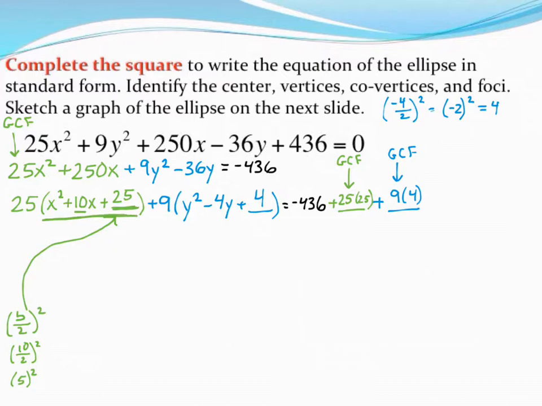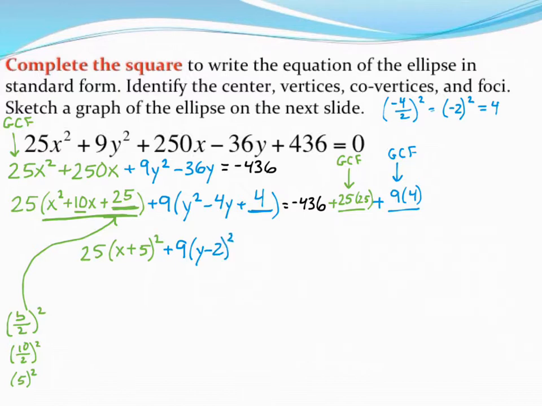Two numbers that multiply to 25 but add up to 10 would be 5 and 5. And it's no coincidence that it was the same thing. So x plus 5 times x plus 5, or just x plus 5 squared. That's what it means to complete the square. And it's looking more and more like the standard form equation that we're used to. Do the same with the blue part, the y part. So 9, and then two numbers that multiply to 4 and add up to negative 4. That would be negative 2 and negative 2. So y minus 2 squared.